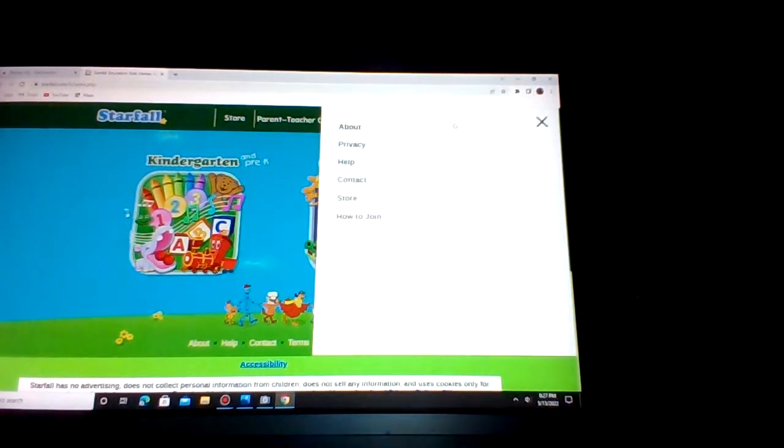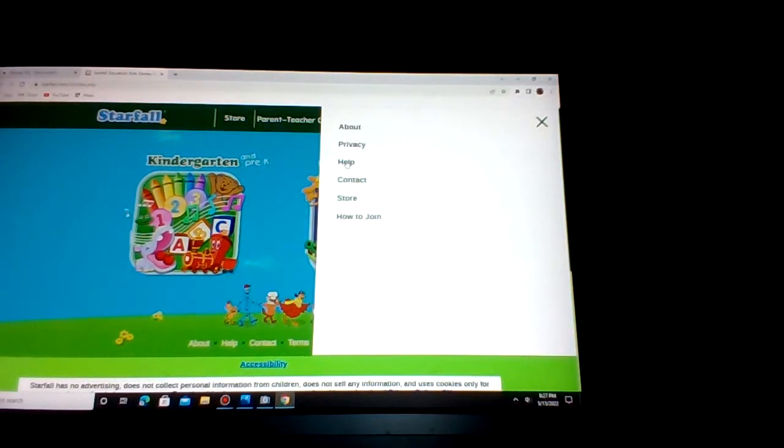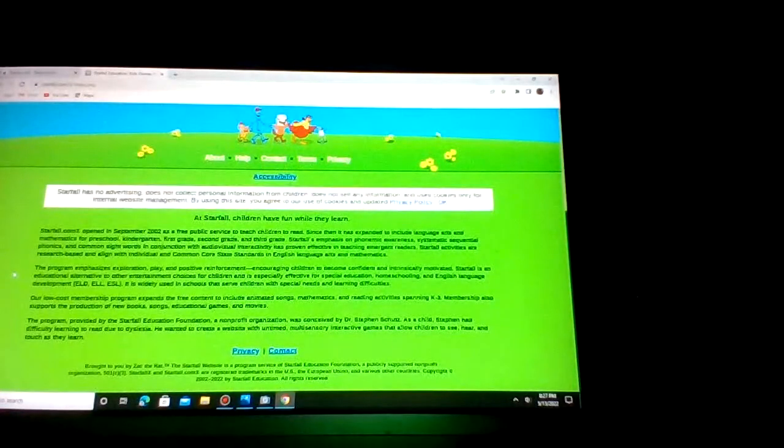Parent teacher center, how to join, sign in, and the about, privacy, help, contact, store, how to join, and with the friends we have it.